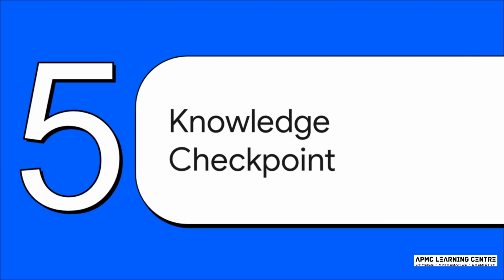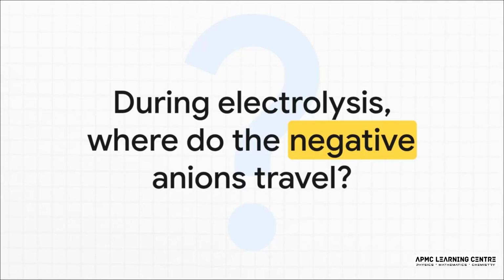All right, you've seen the whole journey, from the travelers to the destinations to the predictable outcomes. You think you've got it down? Let's do a quick knowledge check and find out. Question 1. During electrolysis, where do those negative ions, the anions, travel to? Just think back to that one fundamental rule. Opposites attract.